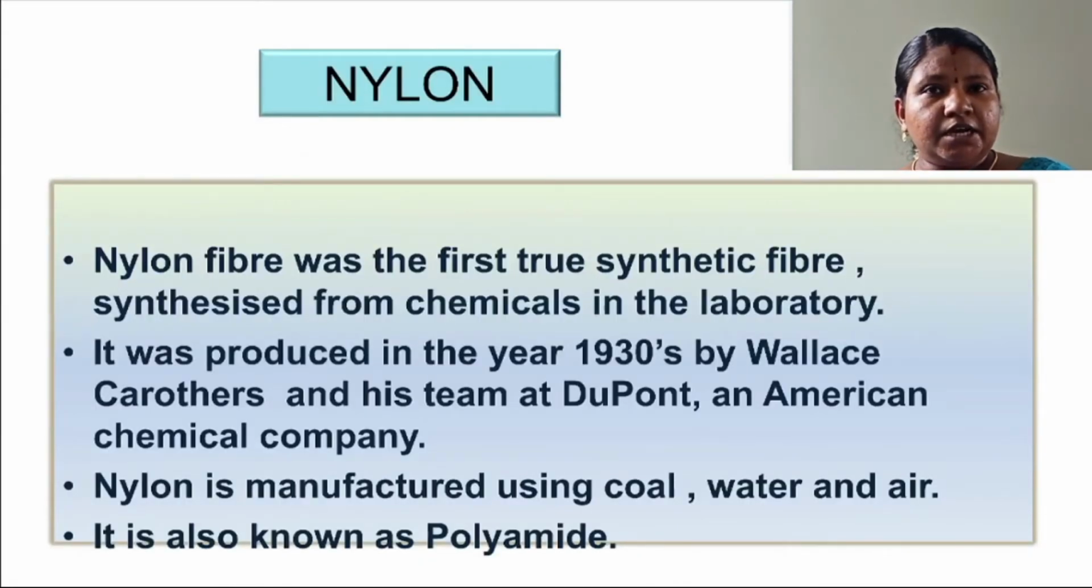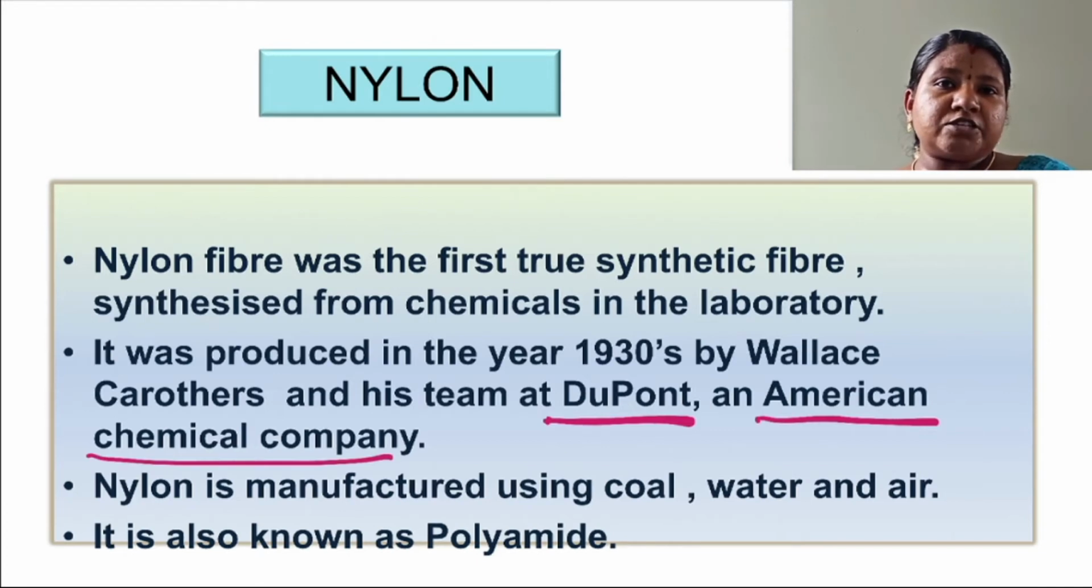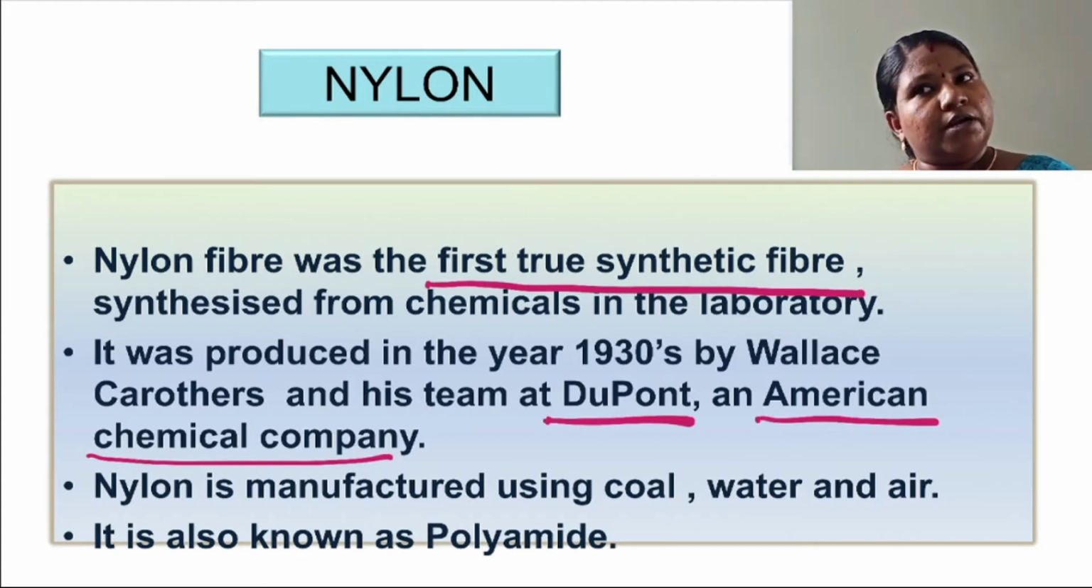Now let us see the preparation of nylon and when it was prepared. Nylon was the first true synthetic fiber, which was manufactured at a laboratory called DuPont in America. So this is the first true synthetic fiber. What do you mean by first true synthetic fiber? Before that, in the 19th century, before the manufacturing of nylon, we got fibers only from natural sources, namely from the cotton plant or jute or from sheep.